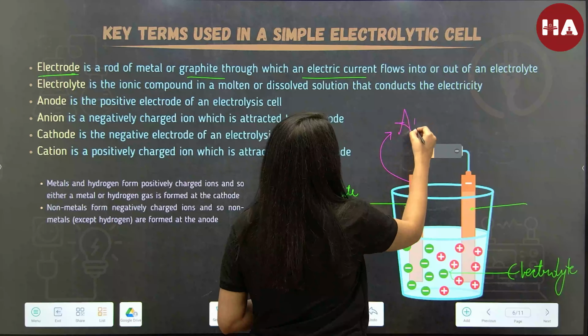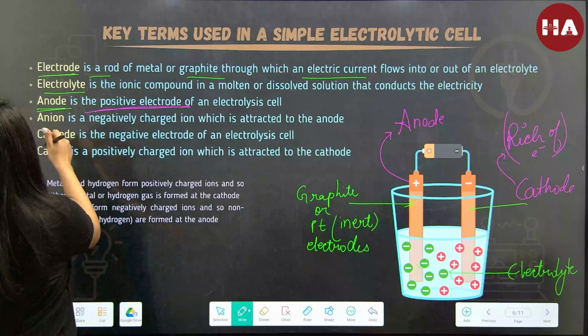Now let's quickly read. So electrode is a rod of metal or graphite through which an electric current flows into or out of the electrolyte. Then electrolyte is the ionic compound. So this is an electrolyte. There we will find an ionic compound which is to be broken down during the process of electrolysis. Okay, next is anode. So anode is a positive electrode. We have already mentioned that it is a positive electrode of an electrolysis cell.